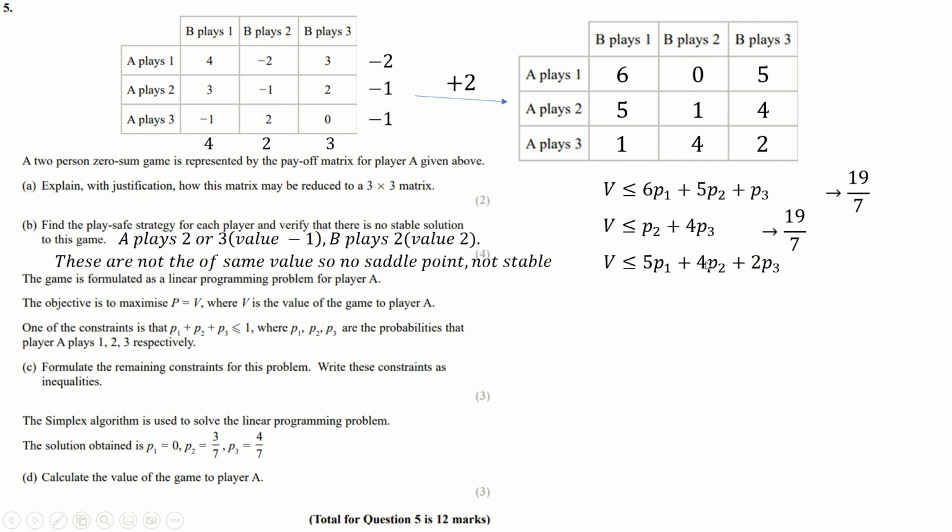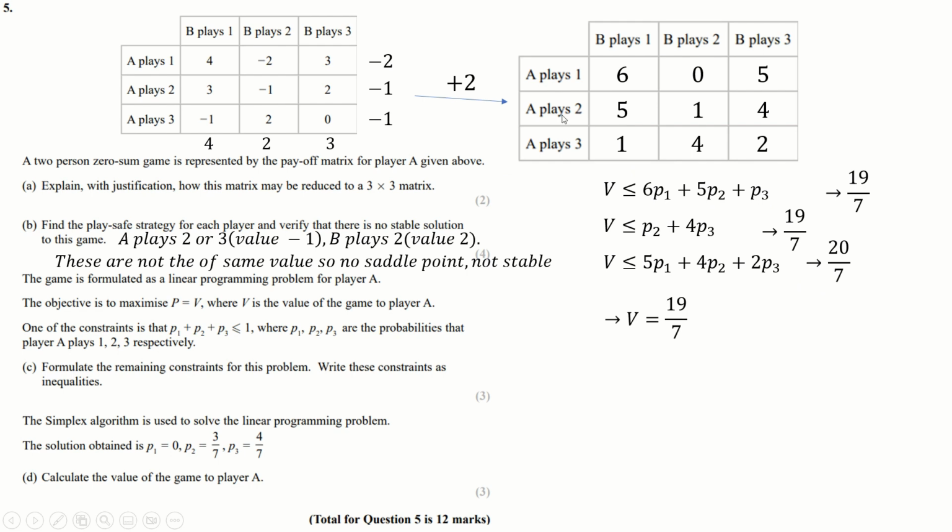So this is 0, 4 times 3 is 12, plus 2 times 4 is 8, so that makes 20. But notice how these v's are less than or equal to this. So v can't be 20 over 7, because then this inequality would be broken. If the payout was actually 20 over 7, this would be bigger than this is, because this is 19 over 7. So therefore v is 19 over 7.